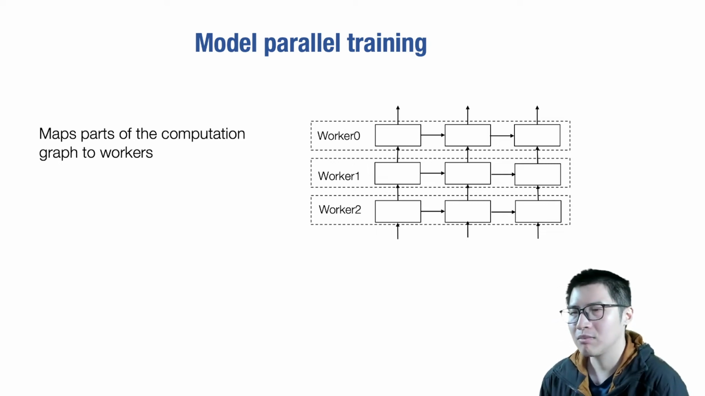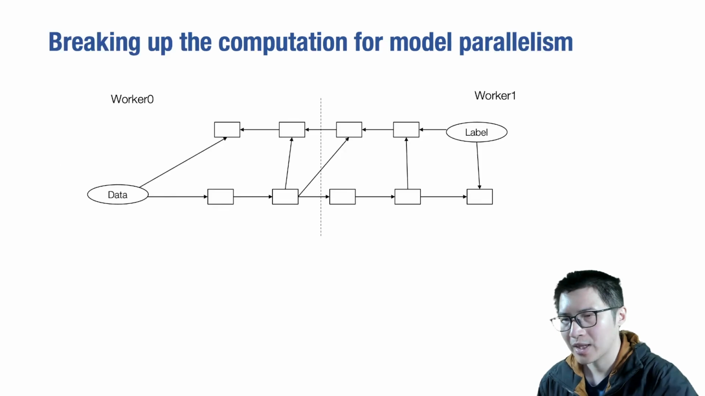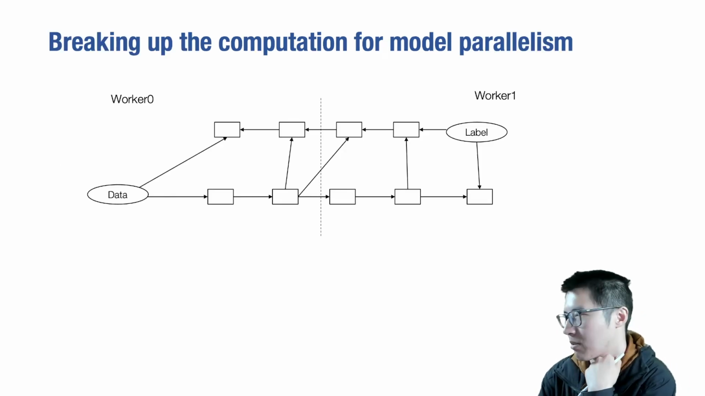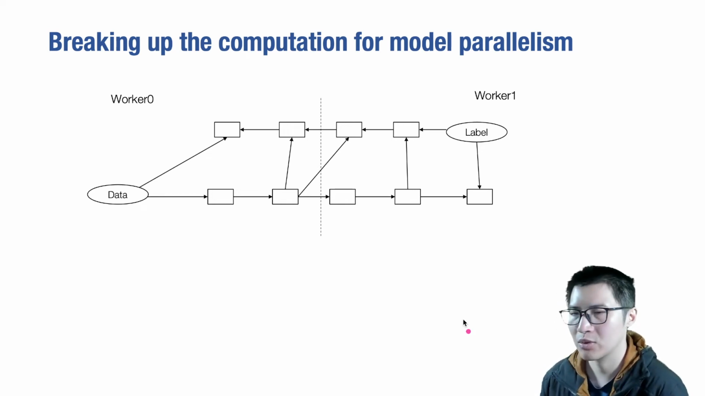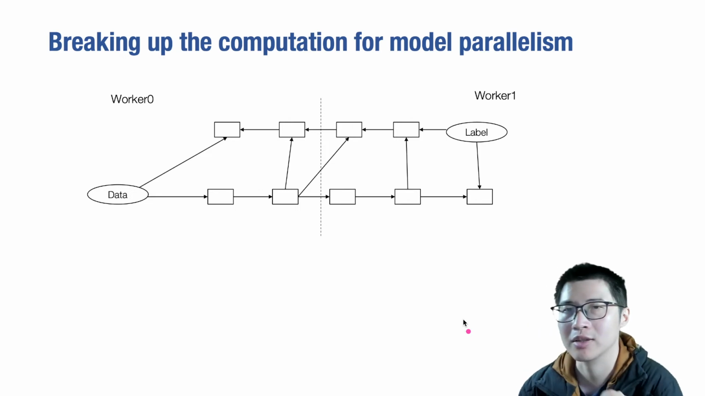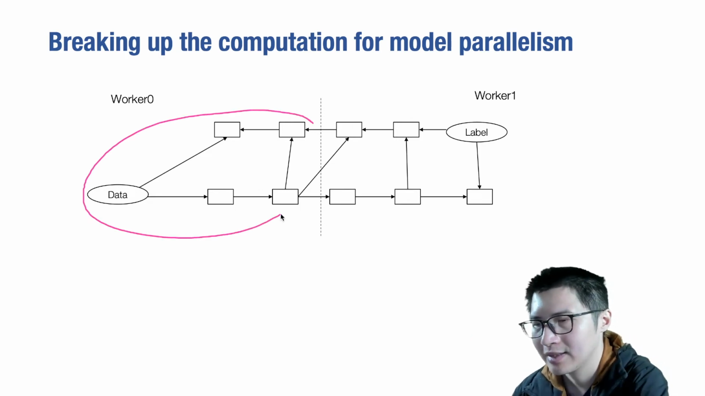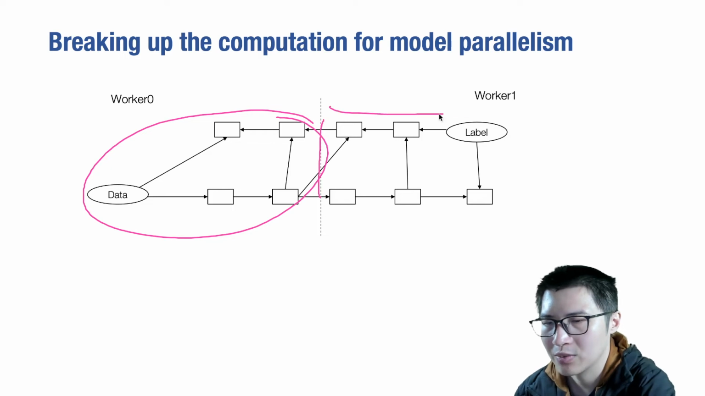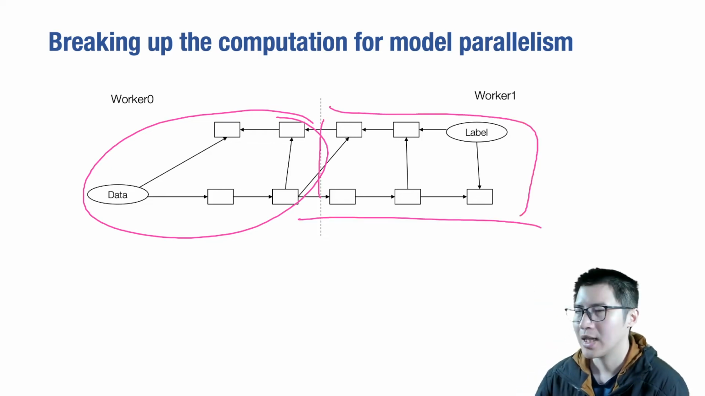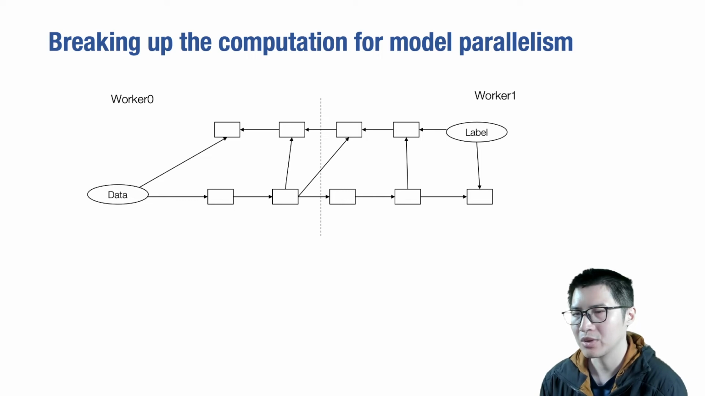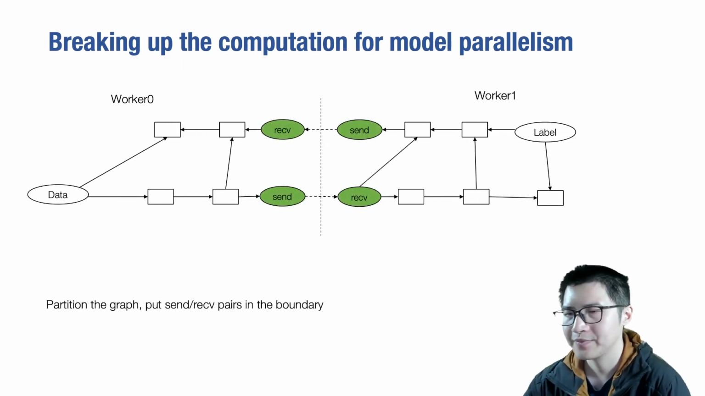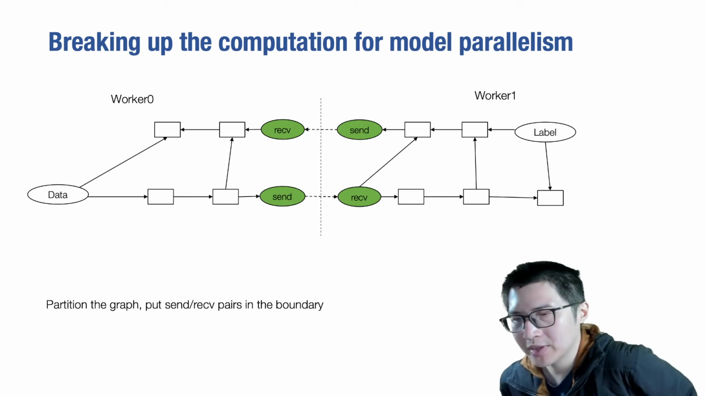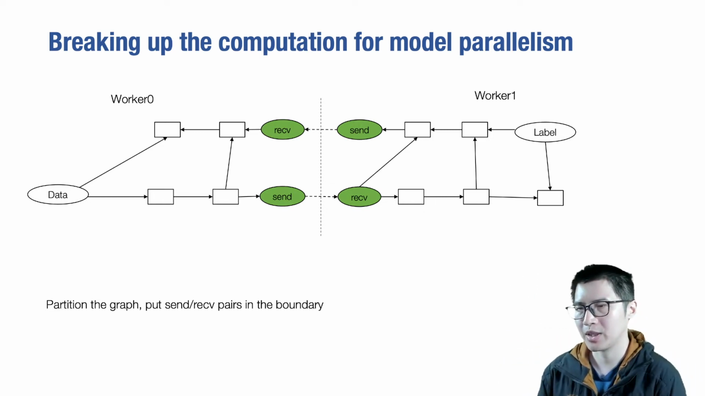In general, if I have a computational graph and I want to break it up to get model parallelism, a general approach is that you take this computational graph and partition it across different workers. So this worker is going to work on this part, this worker is going to work on this part, and so on. Once you get this, you partition them, so in this case I'm going to break it apart. And then we're going to place what we call send-receive pairs at the boundaries of the computational graph.